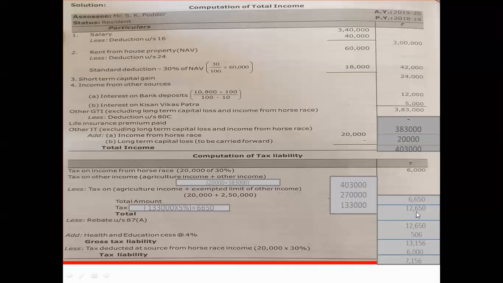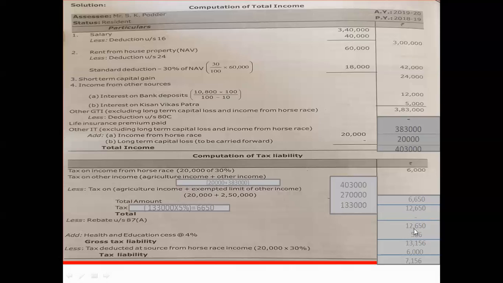So the condition says that if the total income is less than 3,50,000, then he can claim the rebate at the rate of 2,500 at a maximum amount under section 87A. But if you check, the total income is 4,03,000, which is more than 3,50,000, so he is not eligible to claim the rebate under section 87A. So rebate under section 87A is nil.